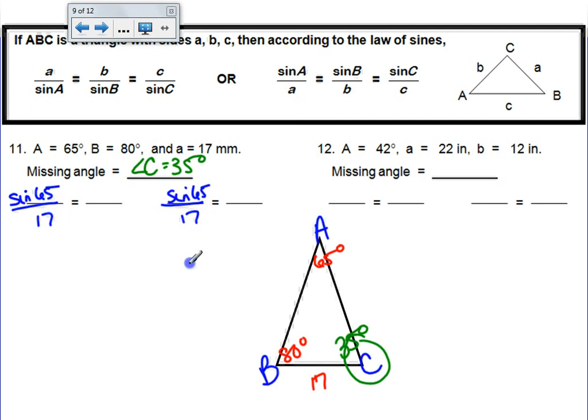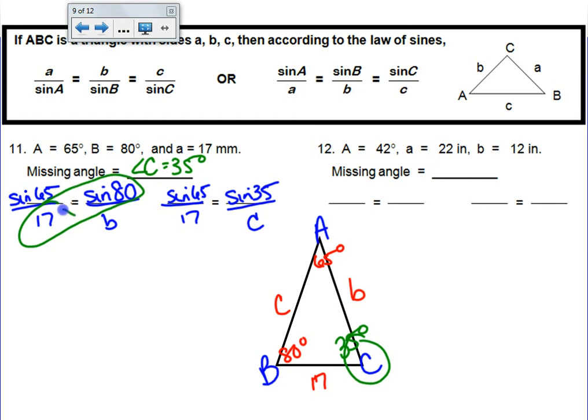So continue. We need to find little c and we need to find little b. I don't care which one you find first. I like to go alphabetically, so I'm going to find b first. So sine of 80, which is B, over little b. And then for c, you'll do sine of, we found that to be 35, I believe, over c. So 17 times sine of 80, divided by sine of 65.